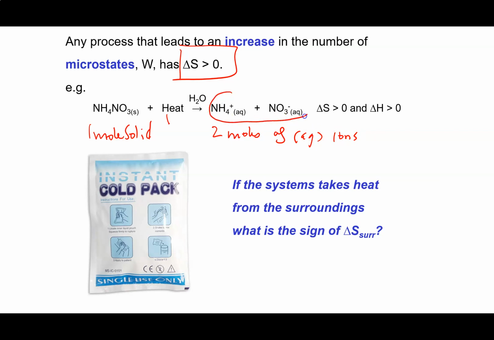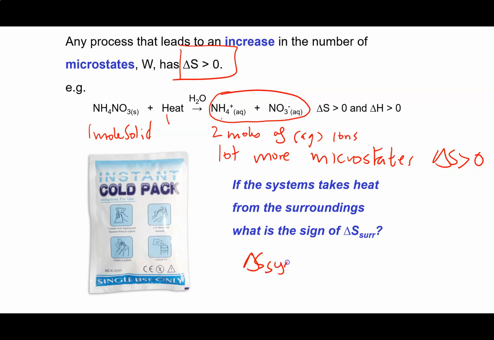So the particles on this side have more energy, and they also have a whole bunch more freedom of movement. We've also doubled the number of particles. So it makes it really clear that there's going to be a lot more microstates for the products than for the reactants. If I was looking at this, I would predict that delta S for this particular reaction would most definitely be positive. So in this case, delta S system is going to be positive.